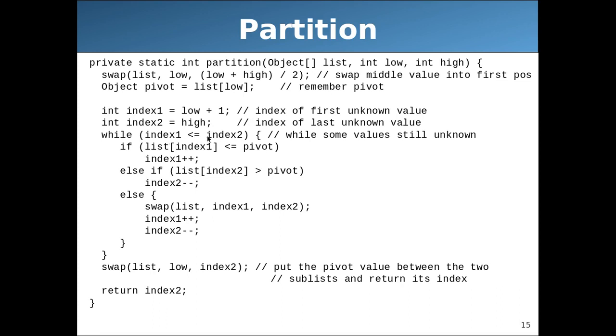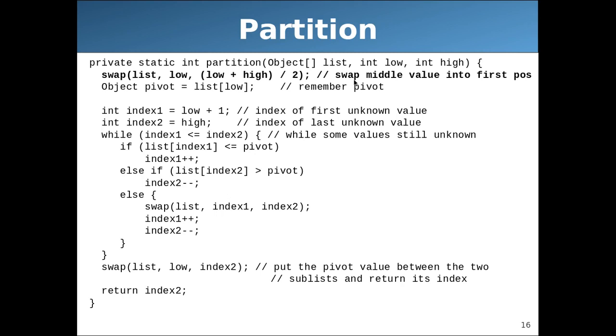And so now, while index 1 is less than or equal to pivot, as long as this element is less than our pivot, we're going to keep incrementing our first index. If not, then we're going to decrement our second index. And then if both of these have found a conflict, then we're going to swap them, and we're going to increment them again. And then finally, we're going to swap our pivot at the end with where our index 2 ends up. Okay, so pretty straightforward implementation.